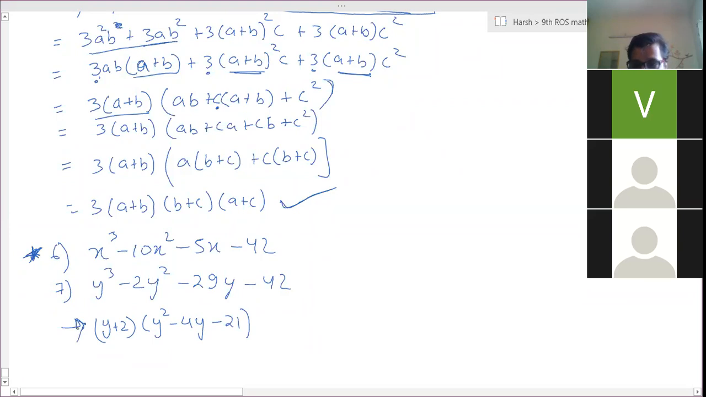Yes, sir. I tried it with -2. I didn't get it. Let's do it then. It's -2 cube minus 2 into -2 square minus 29 into -2 and minus 42. So this is -8, then -8, then plus 58, then -42. So 50 got cancelled, na Vaibhavi? Sir, I wrote it as -50.